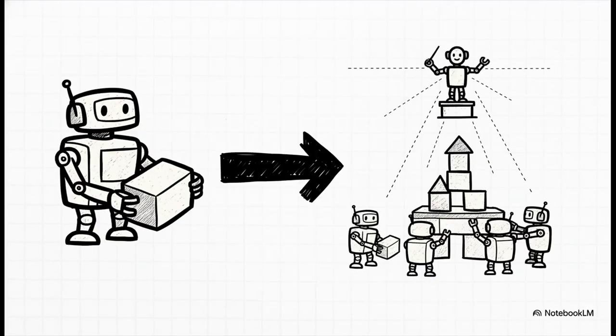But that's just for one agent. What happens when you have a whole team of them? Suddenly, your biggest problem isn't just safety, it's orchestration. How do you manage this whole team of AIs? How do you assign them tasks and get them to work together without tripping over each other? It basically becomes a complex distributed systems problem.